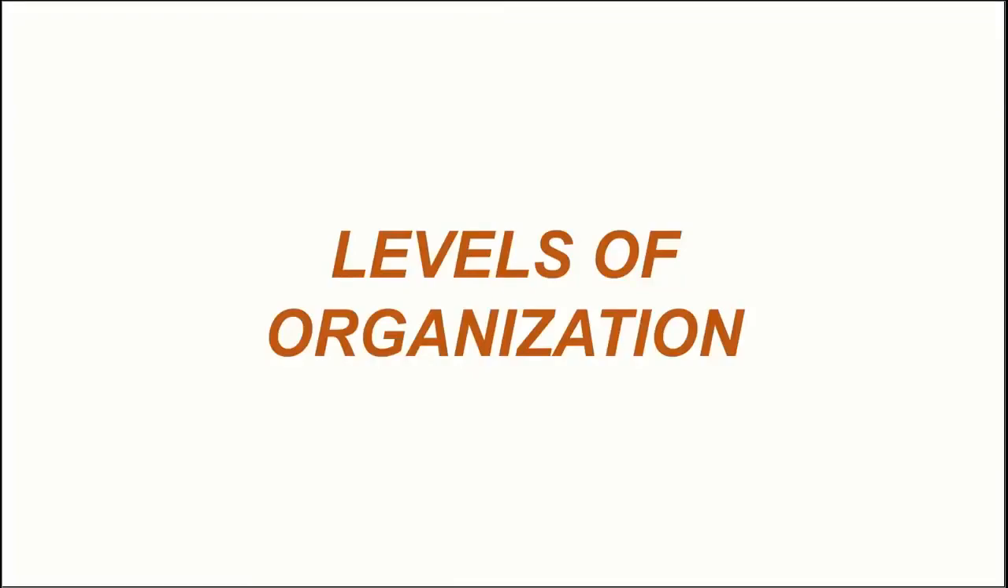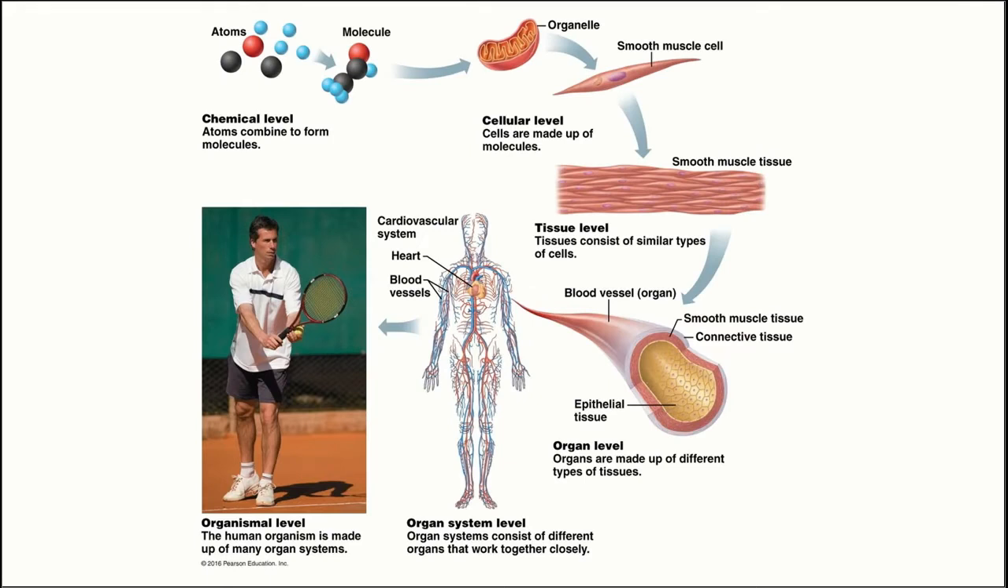So let's continue chapter 1 with the levels of organization. There are 6 levels of structural organization, and from smallest to largest, these levels are the chemical level at the smallest level, the cellular level, the tissue level, the organ system level, and finally the largest level of structural organization is the organismal level. So let's begin at the chemical level.